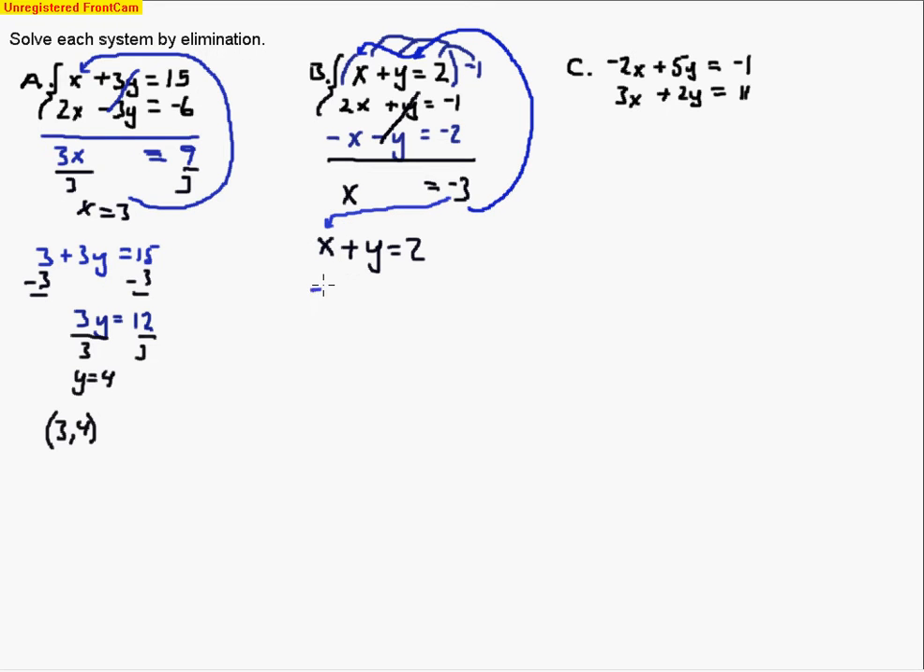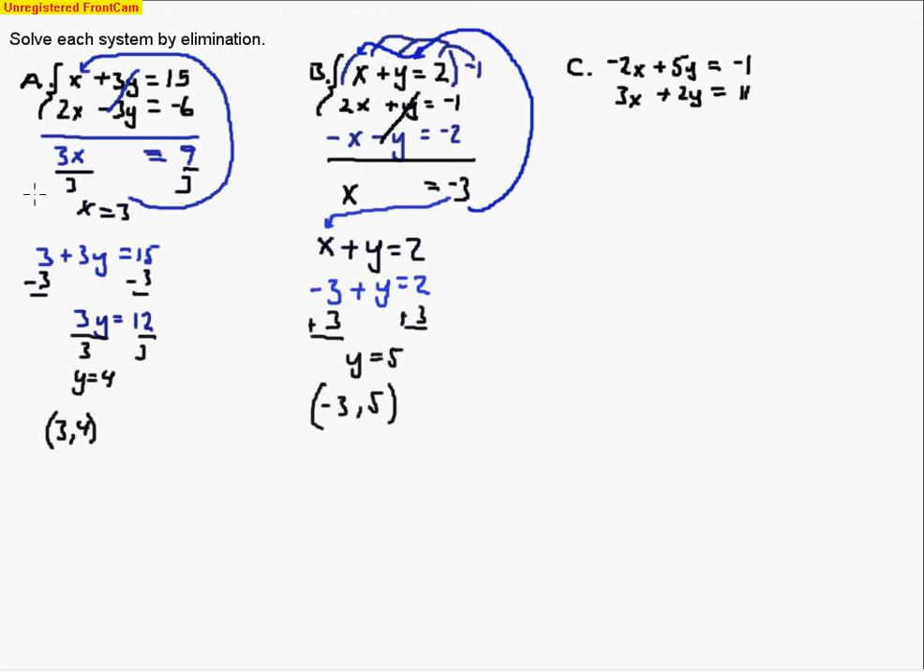So it'd be -3 plus y equals 2. And so from there we can just do that one opposite operation, add the 3 to both sides, and we would have our answer. And so y equals 5. So there's my answer, -3, 5.